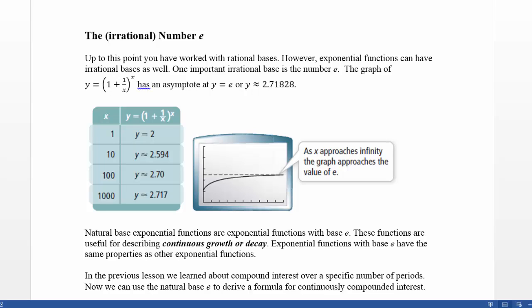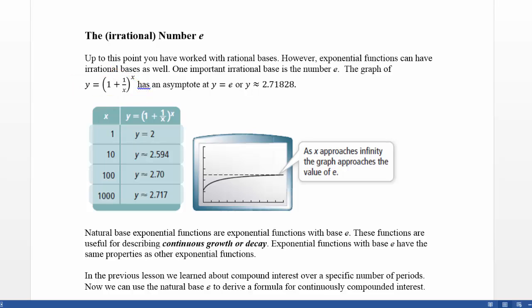So the next type of exponential function that we need to work with is a function that actually has an irrational base as opposed to a rational base. Everything that we've dealt with up until this point has been with 2 to the x power or some other base to the x power. Now if you look here at this first little paragraph, you'll see an equation y equals 1 plus 1 over x raised to the x power.